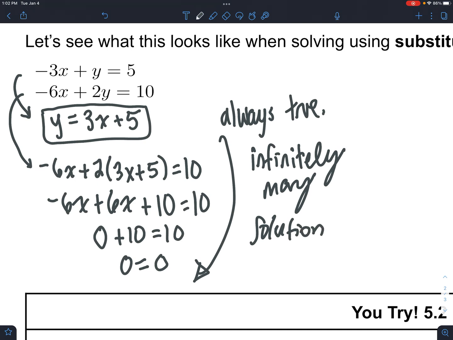Because anything you pick for x, for example, it's just going to get canceled out, and it's not even going to matter what you plug in. Anything you want. If we picked x was 1,000,000, then we would have to solve the equation and find that y is 3,000,005. But basically, you can pick anything you want for x. I can find you a y that can pair up with it. All right. So this is our infinitely many solutions case.